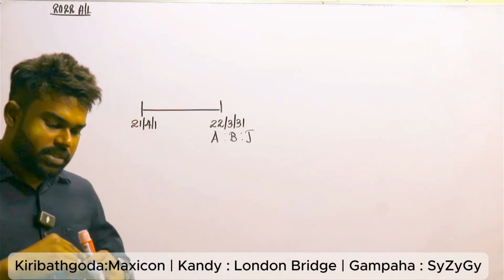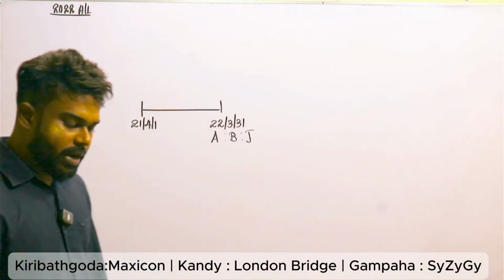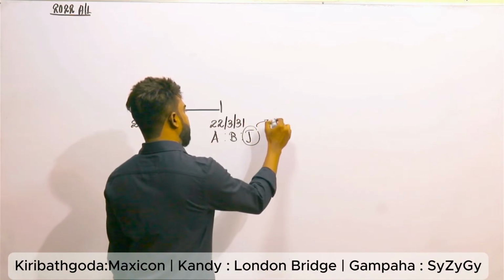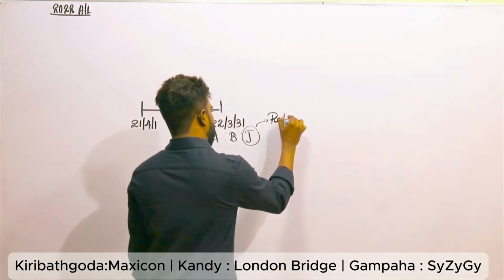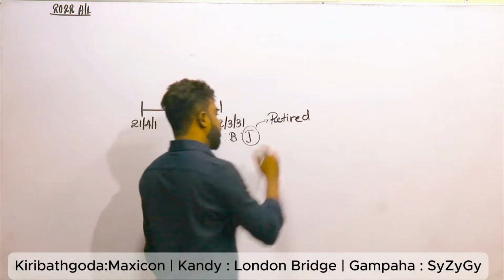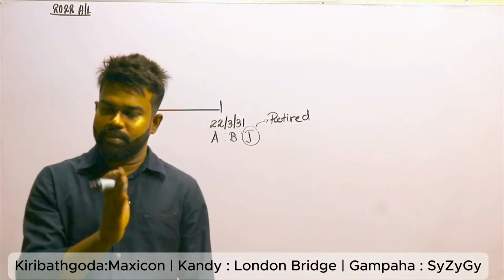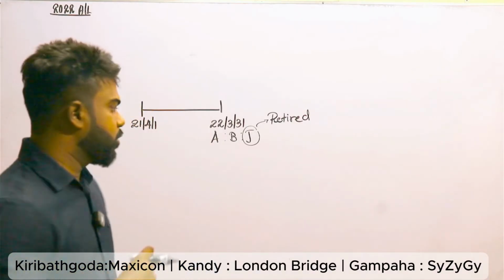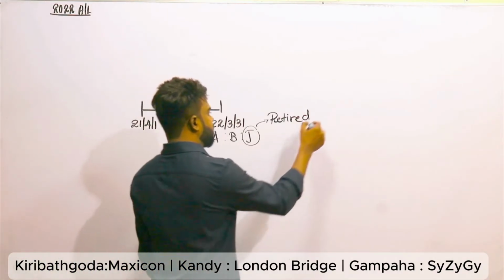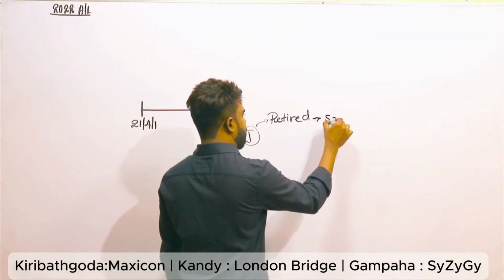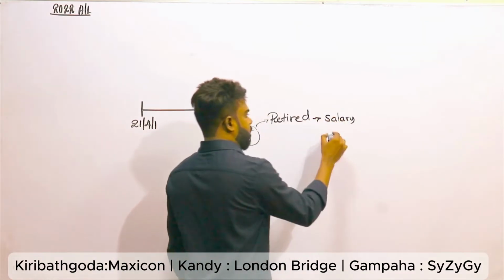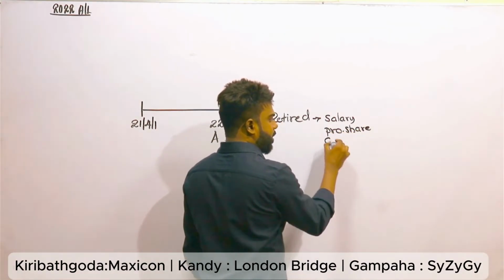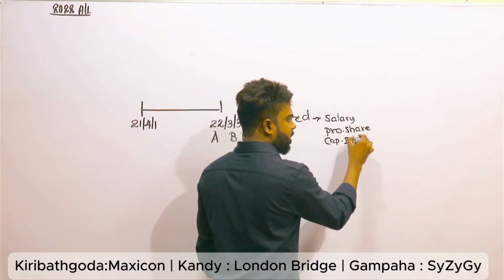Therefore, look at row number 8. Jayani retired on 31st March 2022, so Jayani retired at the end of the year. Is this the same as the 2021 allocation? Should we provide 3 benefits to this partner? What do you think? The 3 benefits mean salary, profit share and capital interest. Should we provide them?